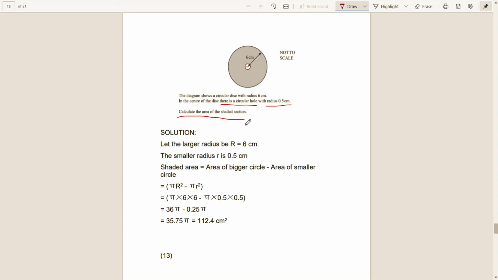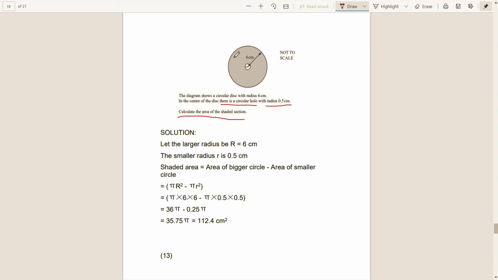Calculate the area of the shaded region. How will we find it? Now look, this is the whole circle. Shaded region area is the area of bigger circle minus area of smaller circle.